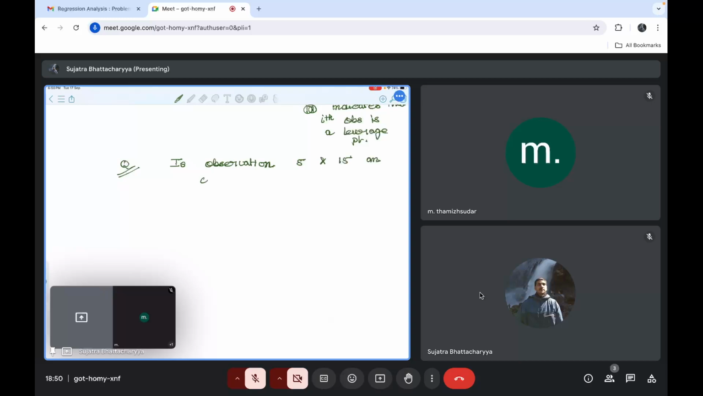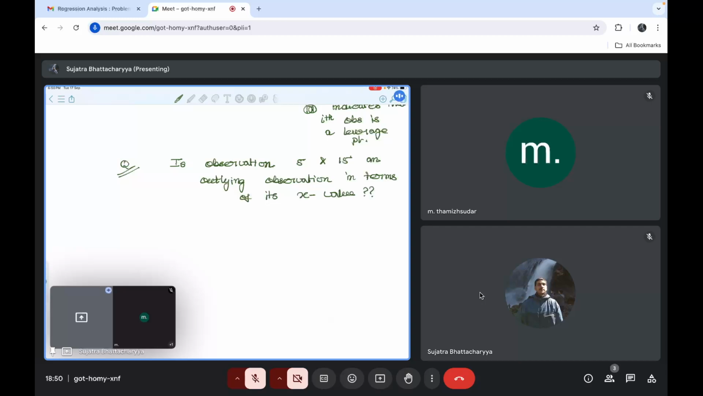and outlying observation in terms of its x value. In terms of its x value.